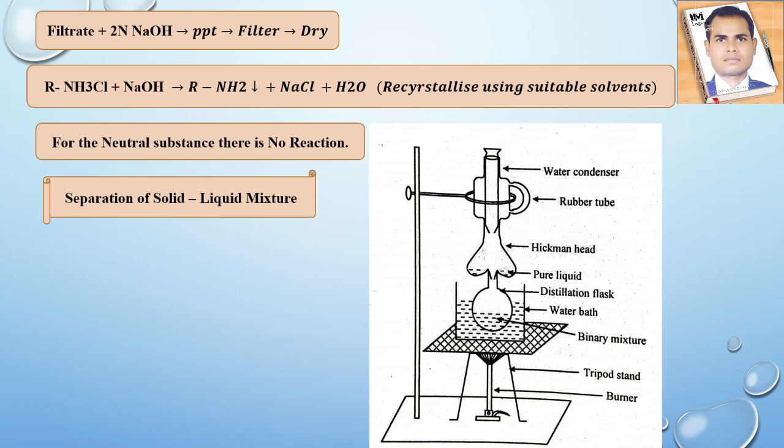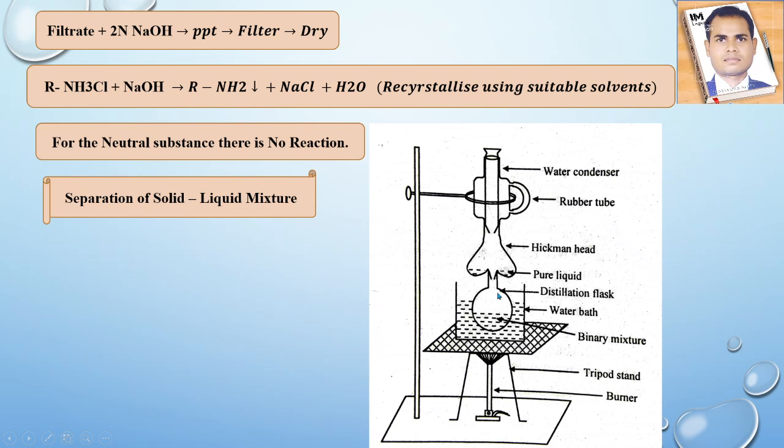Now, the separation of a solid-liquid mixture. Simply we have to take this assembly: a water condenser, rubber tube, Hickman head where the pure liquid will be collected, a distillation flask and water bath, and a tripod stand and burner. We take all this requirement, and add the solid-liquid mixture into the Hickman head, and arrange the system like this.